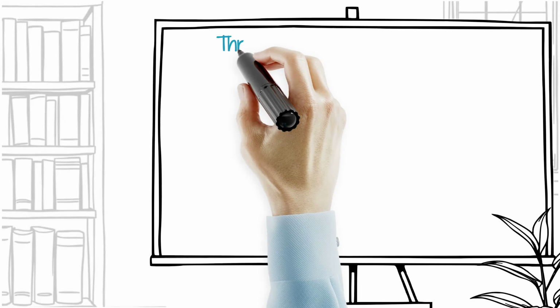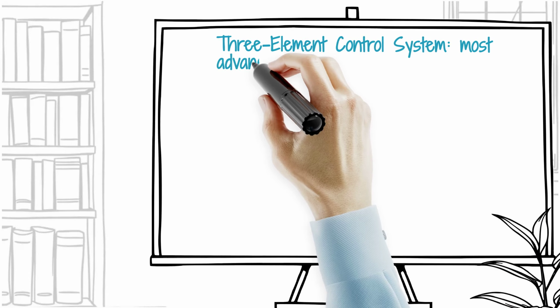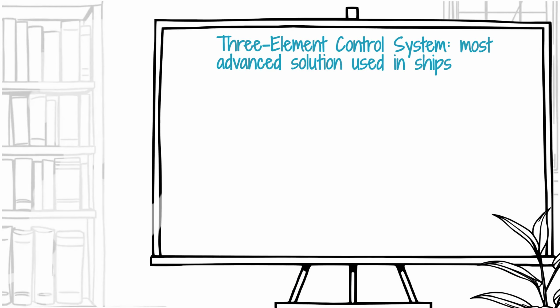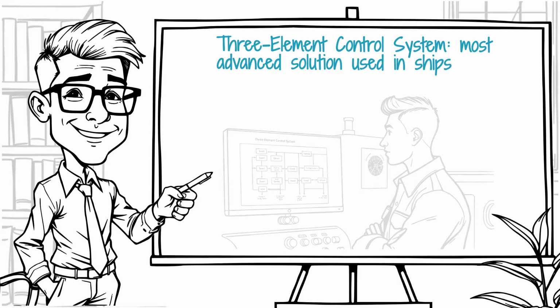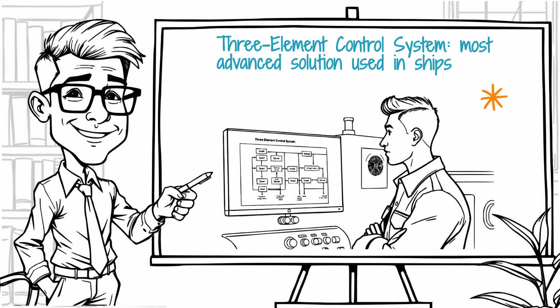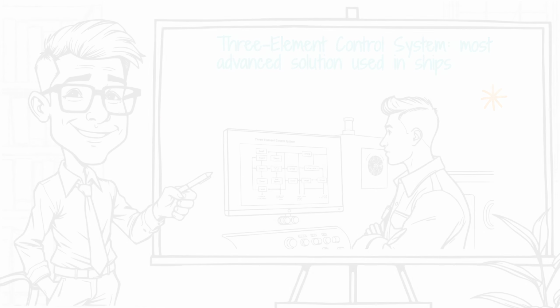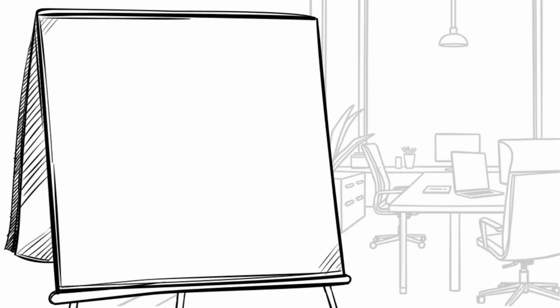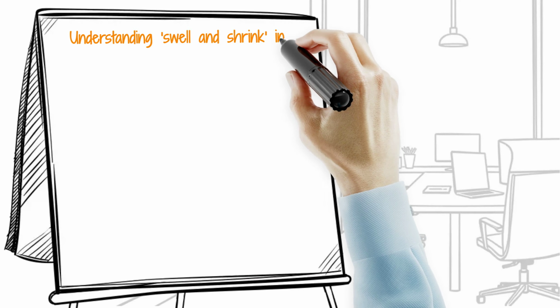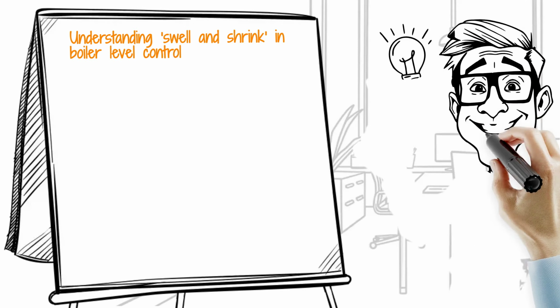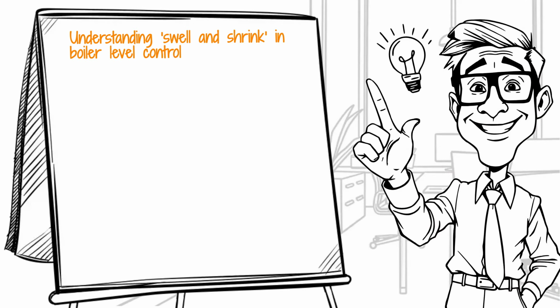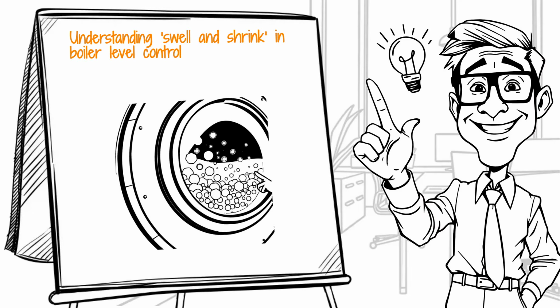The most advanced and common system used on marine boilers is the three-element control system. This system is necessary because a simple control method cannot account for a deceptive phenomenon called swell and shrink. Let me explain. When steam demand suddenly increases, the pressure inside the boiler drum drops slightly. This pressure drop causes the existing steam bubbles in the water to rapidly expand, making the water level momentarily swell or rise significantly in the sight glass.